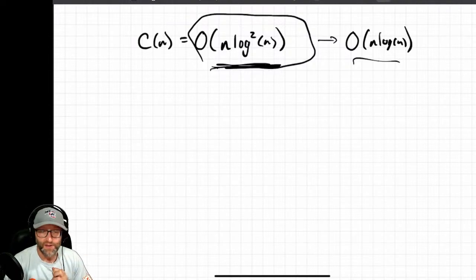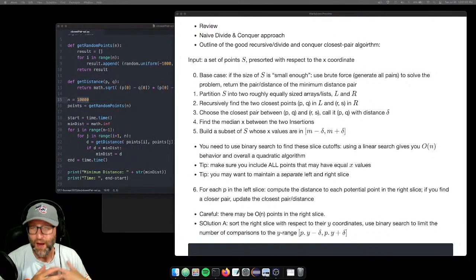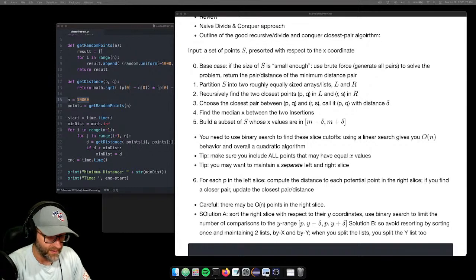So my suggestion is to go with the solution that I've presented here, where you pay the extra price of resorting with respect to the Y coordinate on every recursive call. Right? But again, the B solution here is much more complicated. It requires sorting and avoiding resorting by sorting once at the beginning with respect to the Y coordinates, and you maintain two lists.